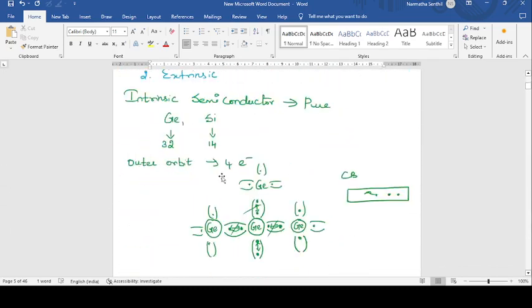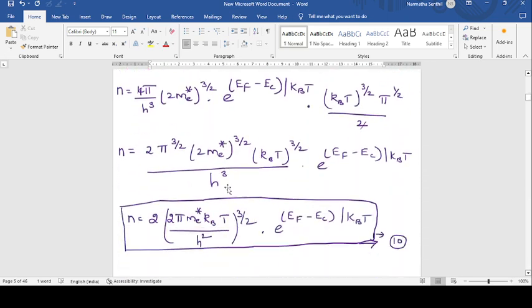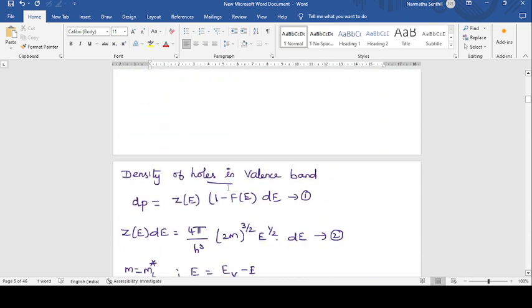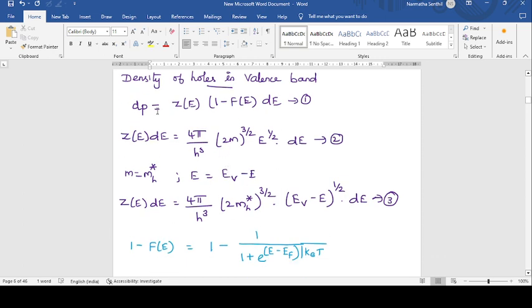Good morning. Today we are going to calculate the carrier concentration of electrons or density of holes in the valence band. Previously we have studied the calculation of the density of electrons in the conduction band. It is a continuation of that. So here we are going to calculate the hole concentration in the valence band. So dP is equal to Z of E times 1 minus F of E dE.